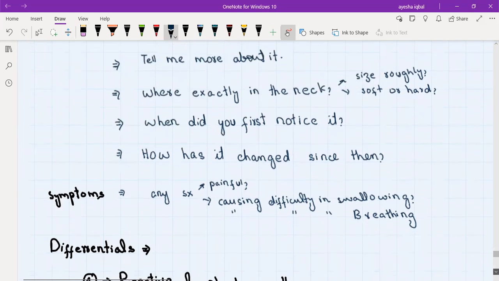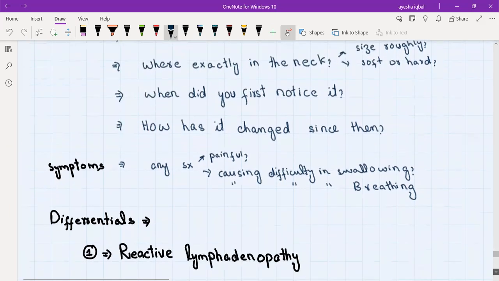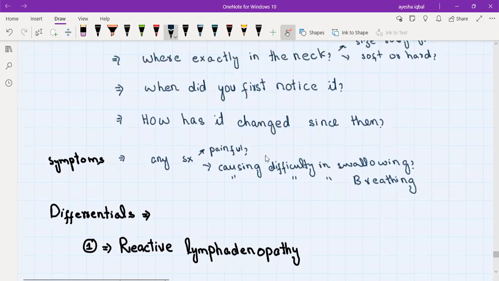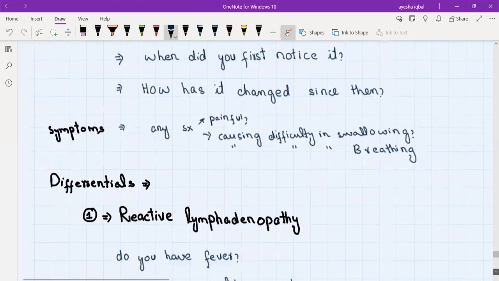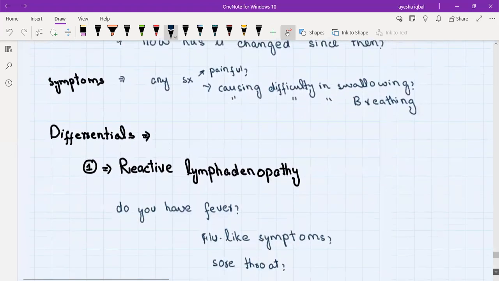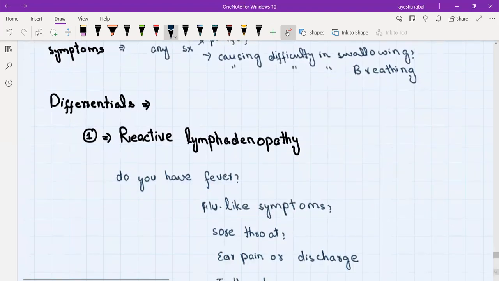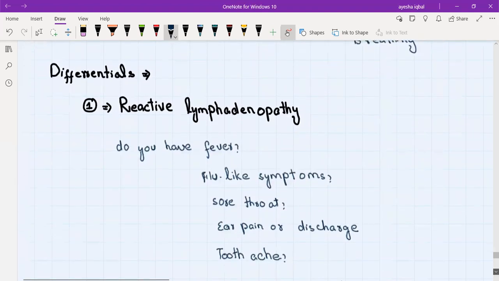Okay. Then we'll ask about any symptoms associated with the lump. So is it painful at all? Okay, and does it cause any difficulty in swallowing or breathing? So by these questions, we are basically ascertaining whether it is causing any pressure symptoms or not. Okay, so this was about symptoms of the lump. These questions were about the onset of the lump, the course, duration, location, size, symptoms, etc. Now we are coming to differential diagnosis. So we'll ask questions relating to specific differential diagnosis.